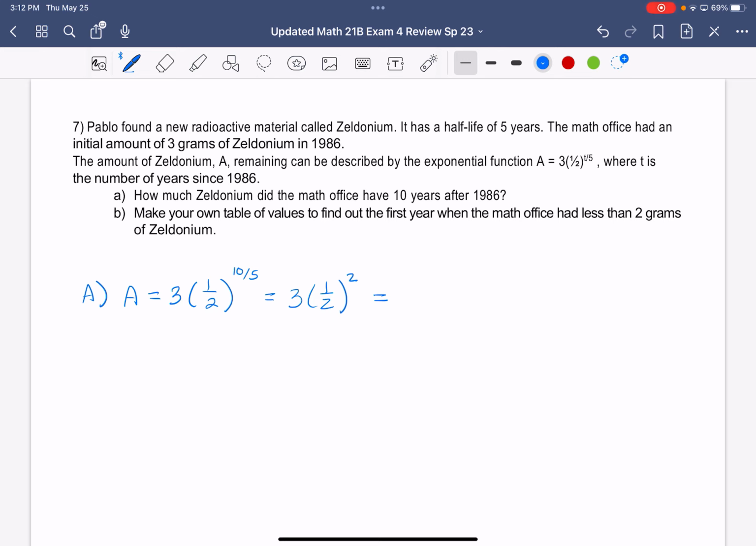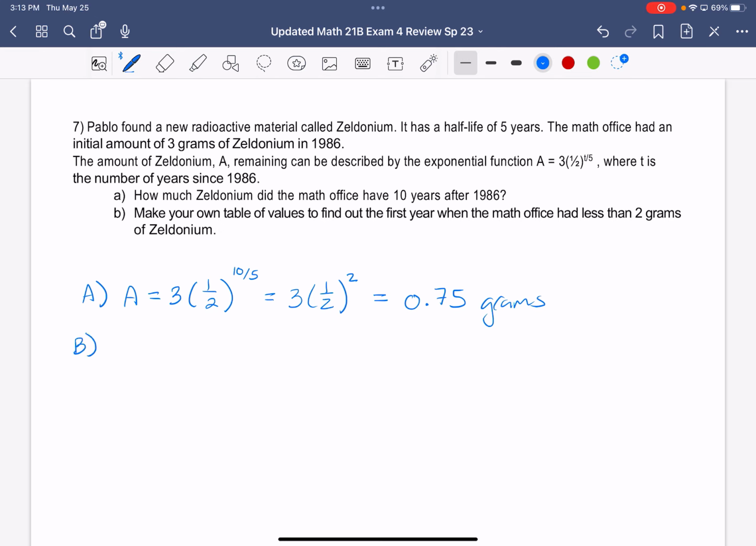Either way, you should end up with 0.75 grams. So after 10 years, the math office has 0.75 grams of zeldonium remaining. Any questions? Okay, part B.